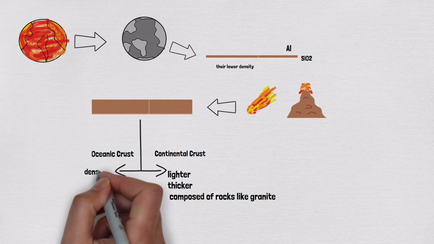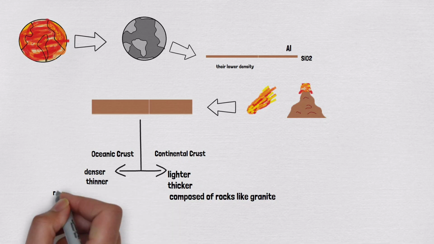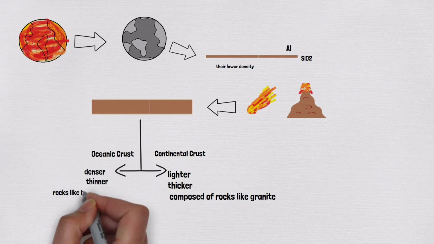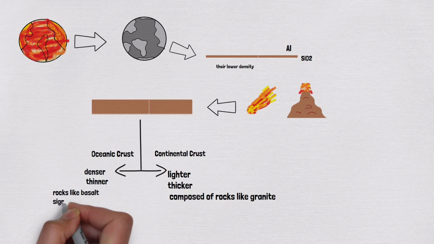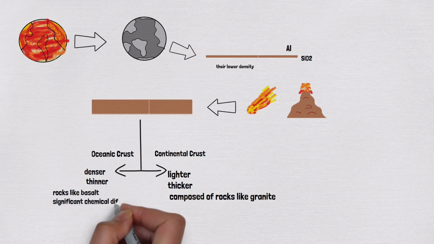Oceanic crust. The crust beneath the oceans is denser and thinner than the continental crust. It is primarily composed of rocks like basalt and has significant chemical differences from the continental crust. Over time, oceanic crust subducts beneath continental plates and is recycled back into the Earth.